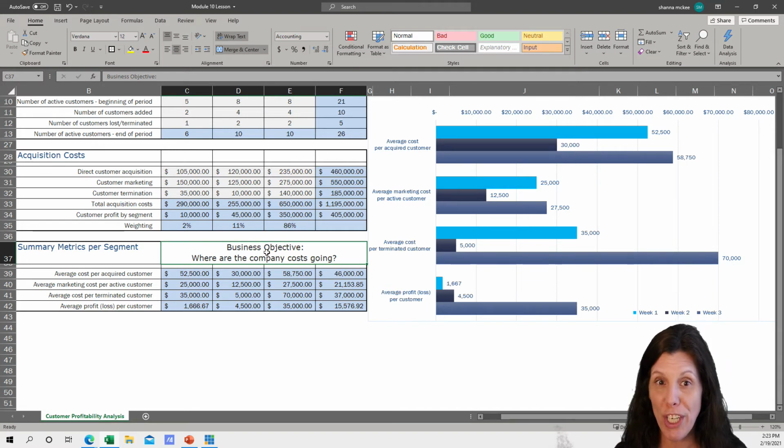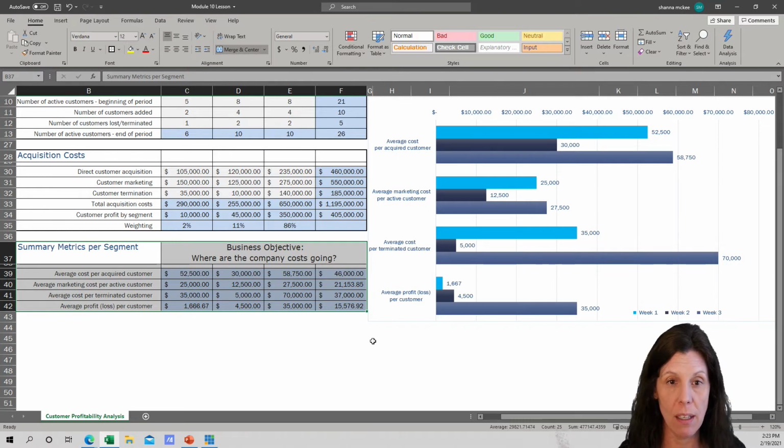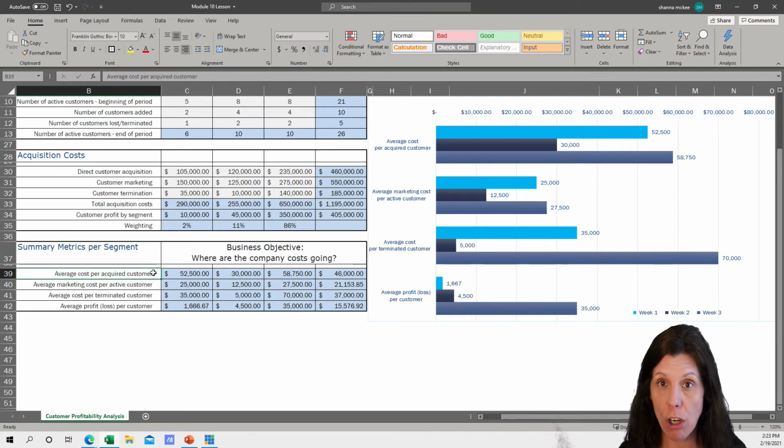As analysts, we know we are going to spend time and go through all of the data. We're going to sift through it all. We're going to wrangle through all of it. But for now, we're focusing just on the business objective for the interpretation part of this. You can see the summary metrics per segment hold average cost per acquired customer, average marketing cost per active customer, average cost per terminated customer, and average profit loss per customer.